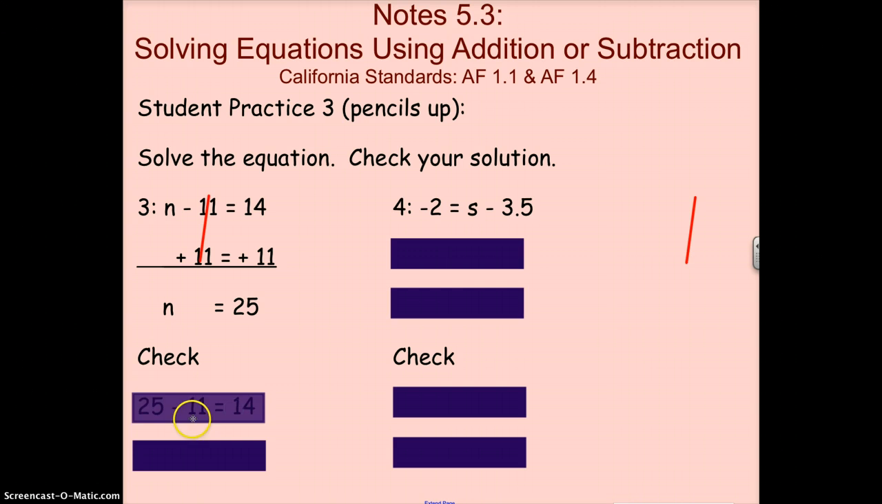When I plug 25 into my equation, 25 minus 11 equals 14, I want to actually do that math. Okay, 5 minus 1 is 4, 2 minus 1 is 1. 14 does in fact equal 14.